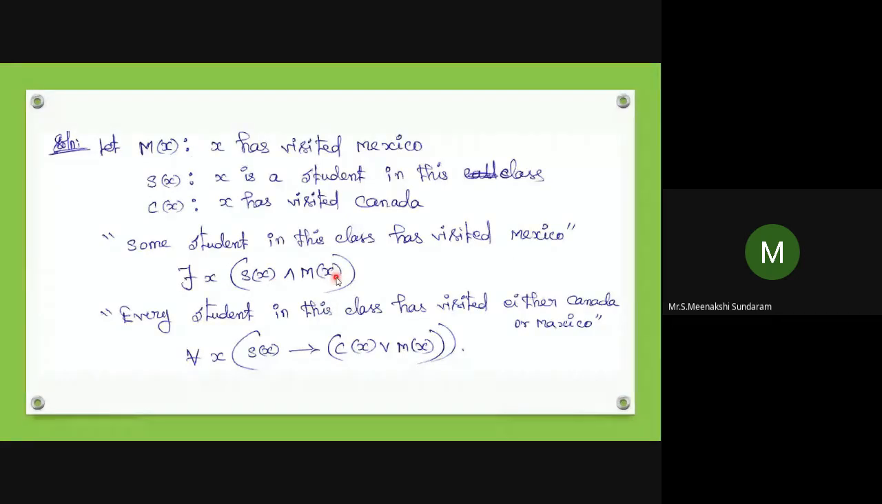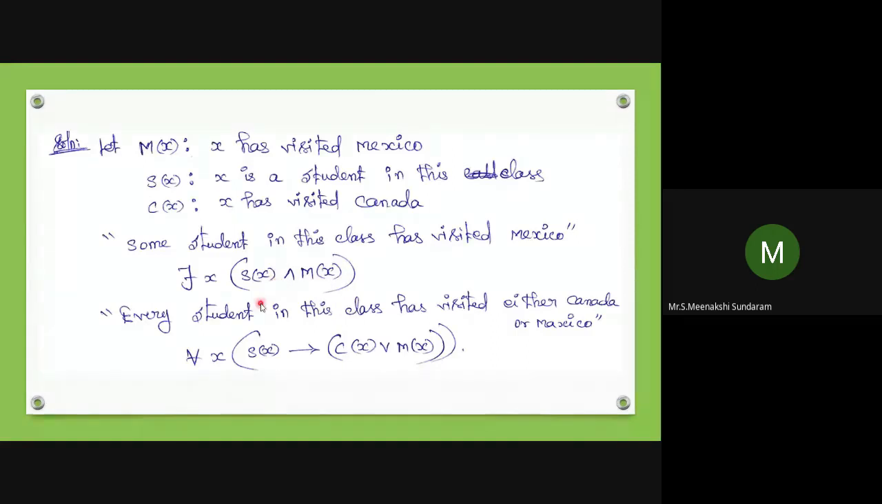I can write the truth value. Are you in this class? If you are in section B, then I can write true. If you are in section A, I can write false. Conjunction: have you visited Mexico? Then it is true. If not visited Mexico, it is false. You take the conjunction. If he is not in this class, that is false.